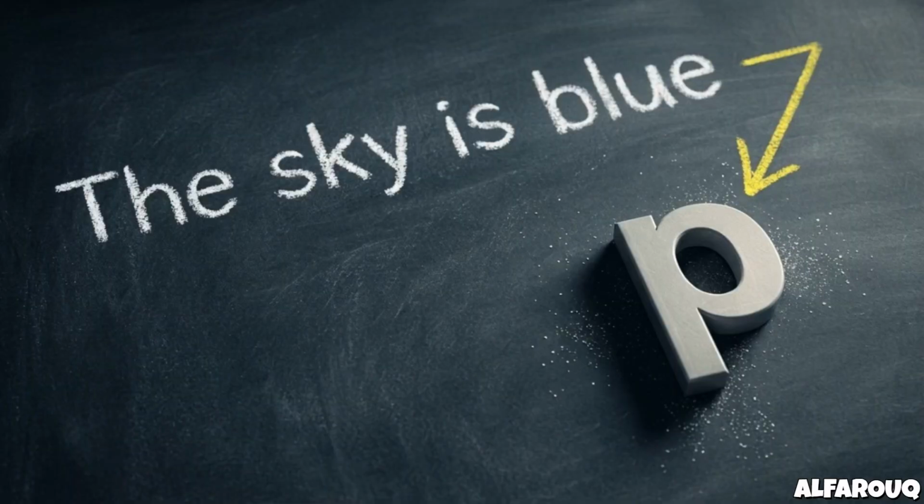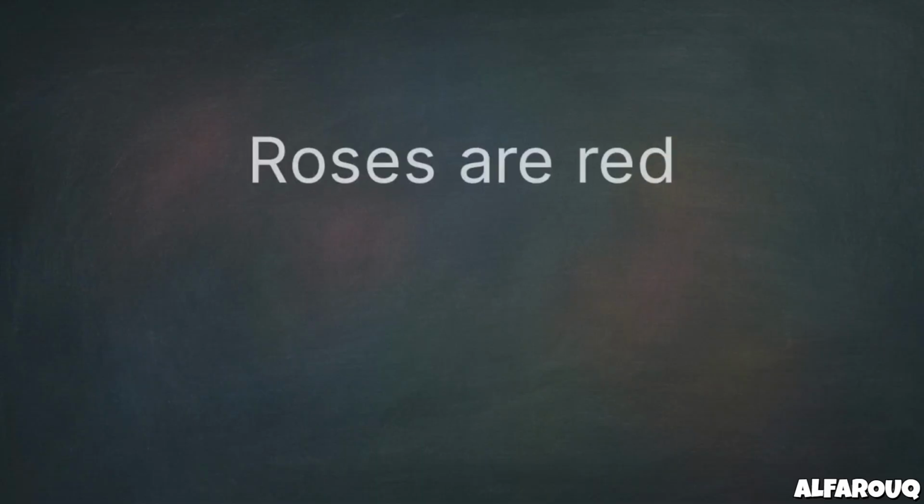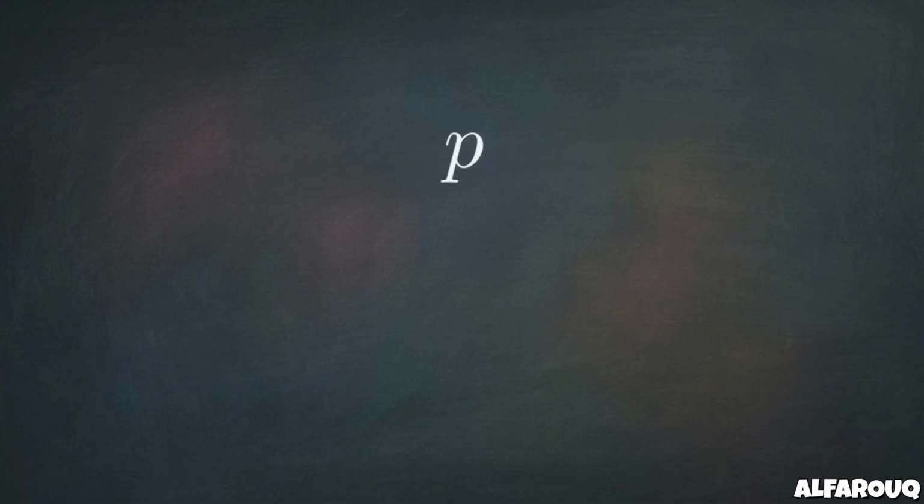Step 1 of formal logic is translation. We have to take standard declarative sentences and strip them down into simple variables. Look at example 3 here. We take the statement, "Roses are red," and assign it to the variable p. "Violets are blue" becomes q. Connecting them with an or gives us the symbolic notation p or q. If we want to state the opposite, that roses are not red, we apply a negation, written as a tilde before the variable, like this, not p.